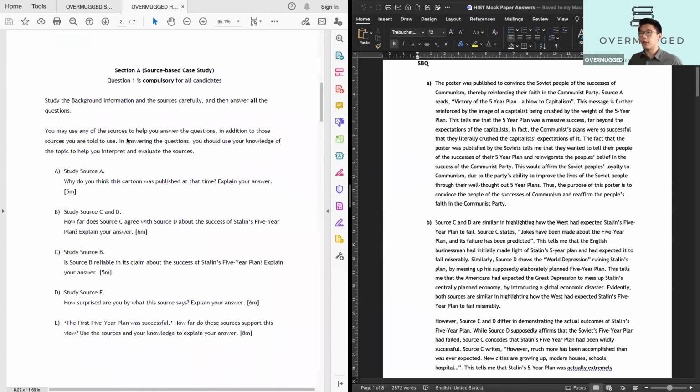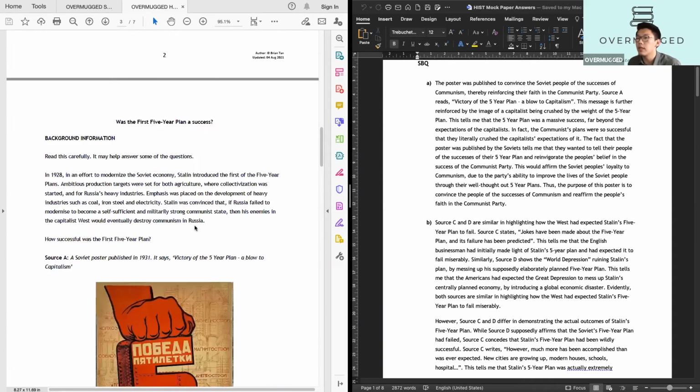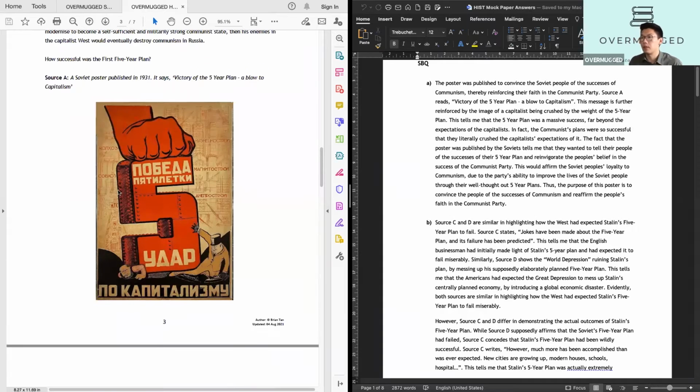Okay, so the first question is: study Source A. Why do you think this cartoon was published at this time? Explain your answer. So this is a very simple inference to purpose kind of question, in that the question is asking you to infer the purpose of the source. So why was it published at the time? Let's look at the source here.